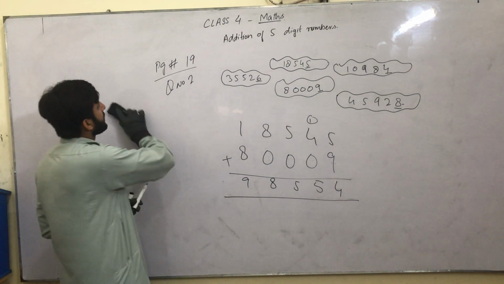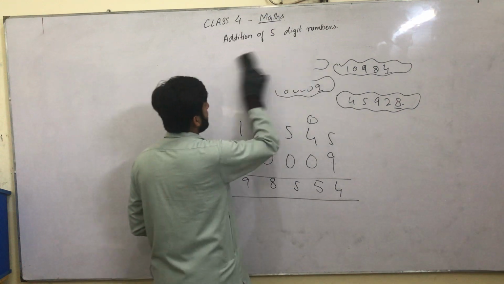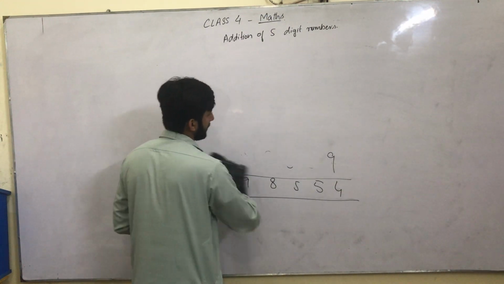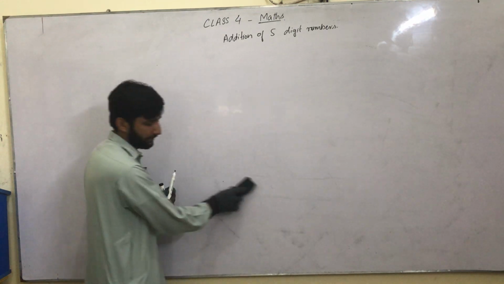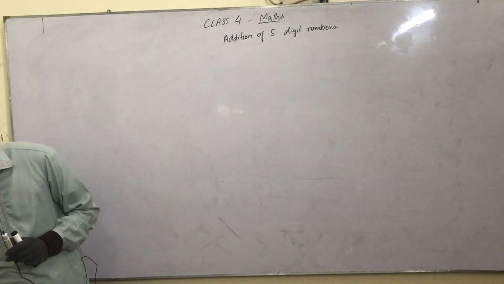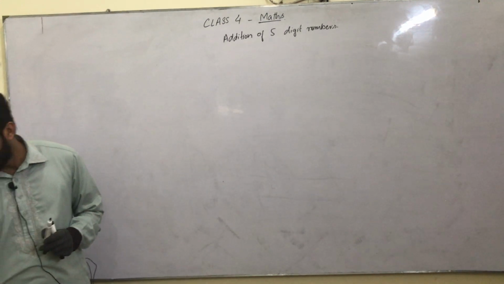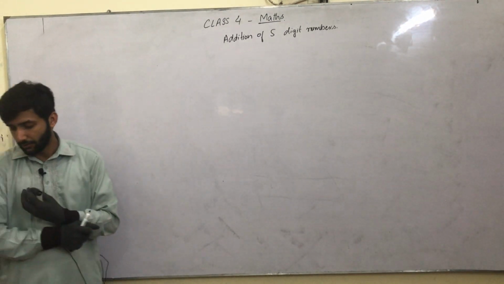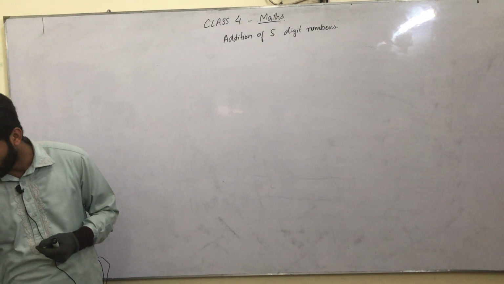So students, this is your today's lecture of addition of 5-digit numbers. Now on page number 20, a set of 3 numbers is given. You have to solve this question on your own on your copy. Now homework.